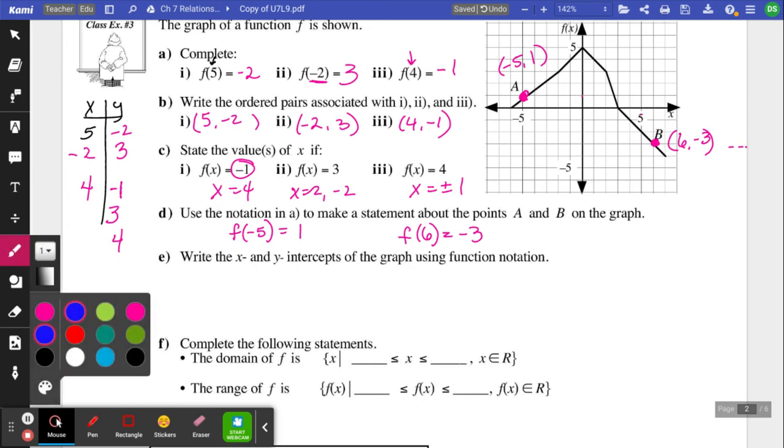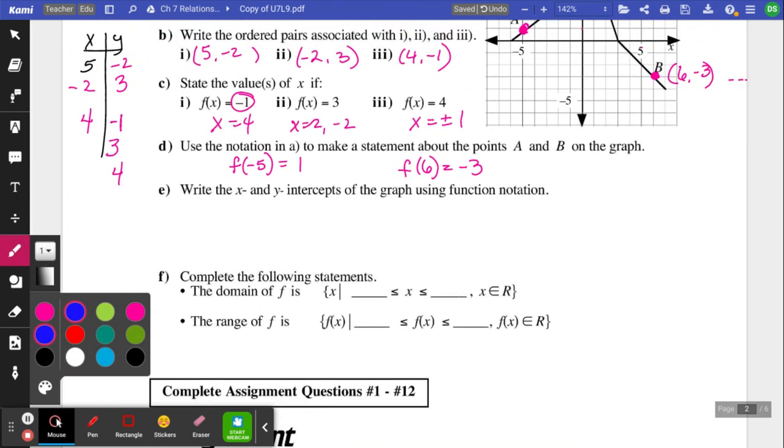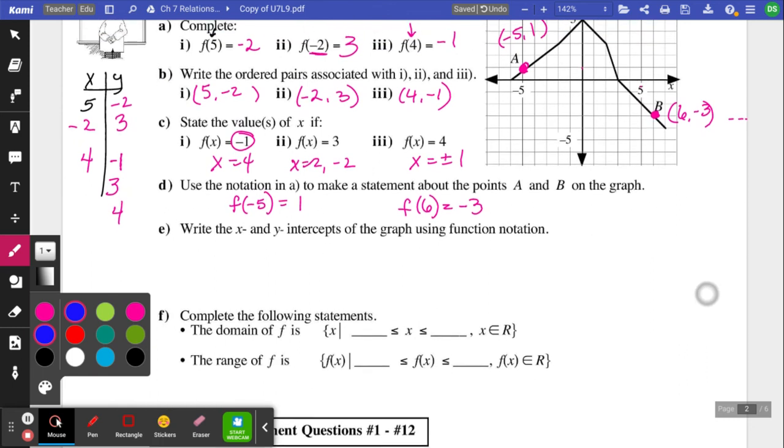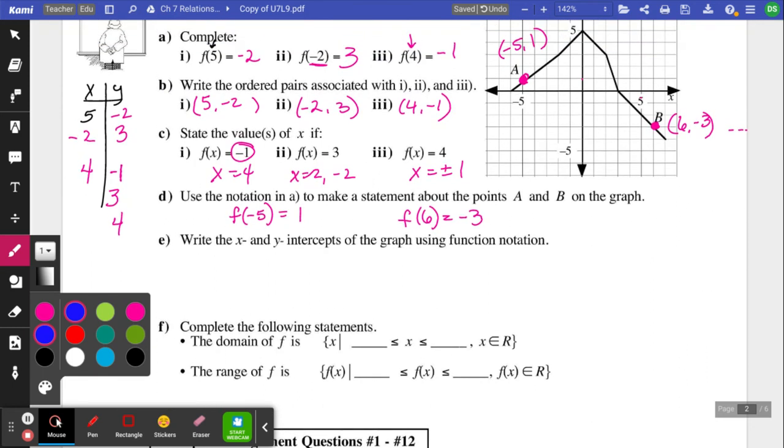Okay, last, here we go. Ready? Write the x and y intercepts of the graph using the notation. So let's find the x-intercepts. Here they are. I'll make them red. There's 2 x-intercepts right here and right here, right? 2 of them. What are the coordinates of that point on the far left? Negative 6 and 0. Let's write it as function notation. f of what? No, negative. It's always the x first, equals 0.